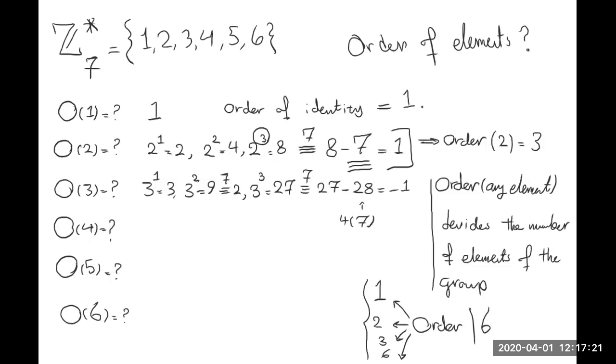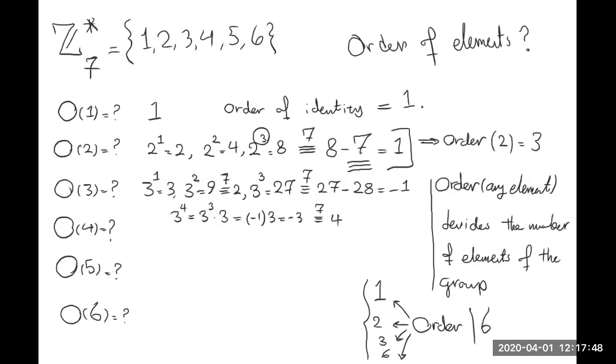Okay, so 3 to the power 4 is 3 cubed times 3. Any question? No. Okay. 3 cubed is -1, times 3 is -3. And -3 mod 7 is 4.